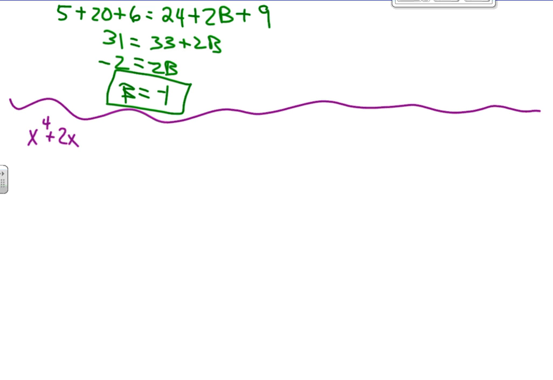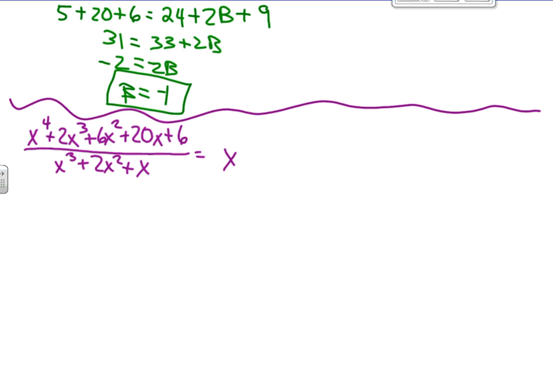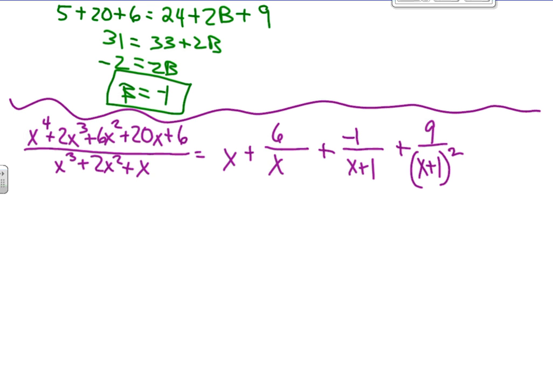x to the fourth plus 2x to the third plus 6x squared plus 20x plus 6 all over x to the third plus 2x squared plus x equals, and then that whole number x, which was there, plus a, which I can't see anymore, but I found on my paper is 6 over x, plus b, which is, I can see, negative 1 over x plus 1, and then plus c, which I think was 9 over x plus 1 in parentheses squared. And that is it for that one.